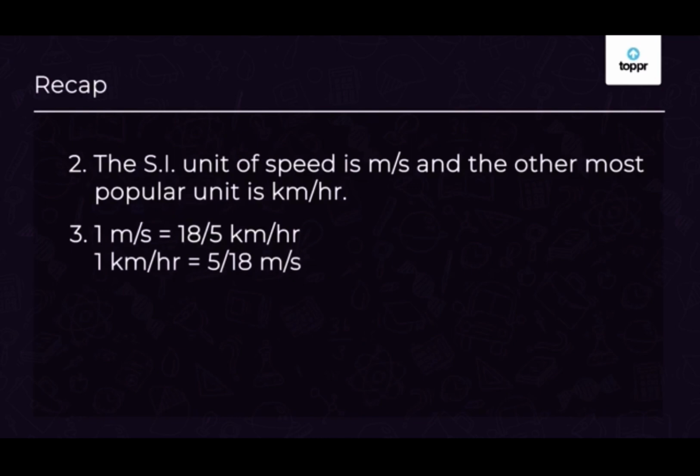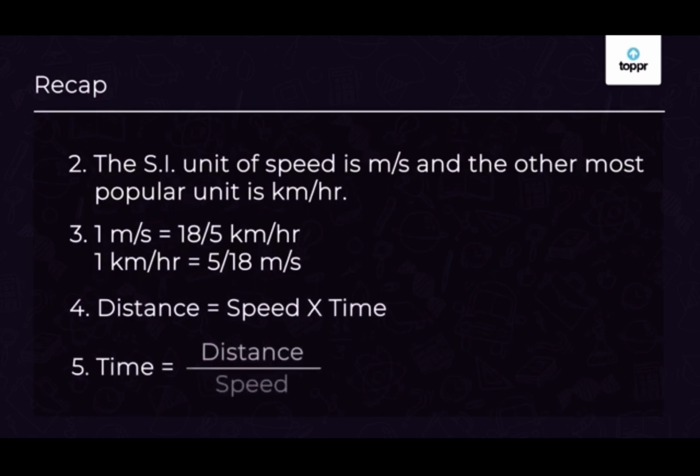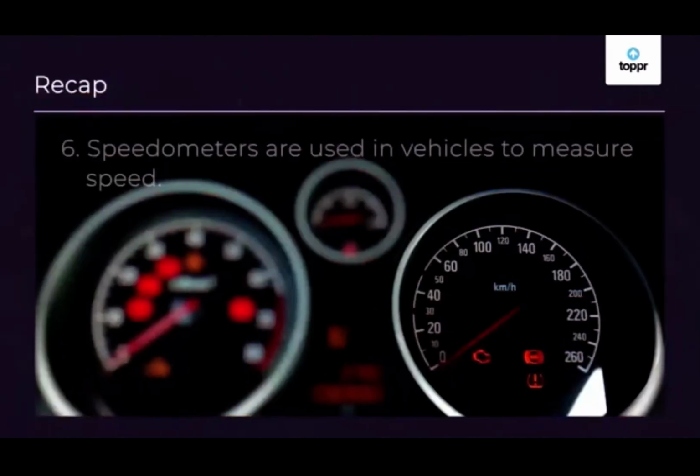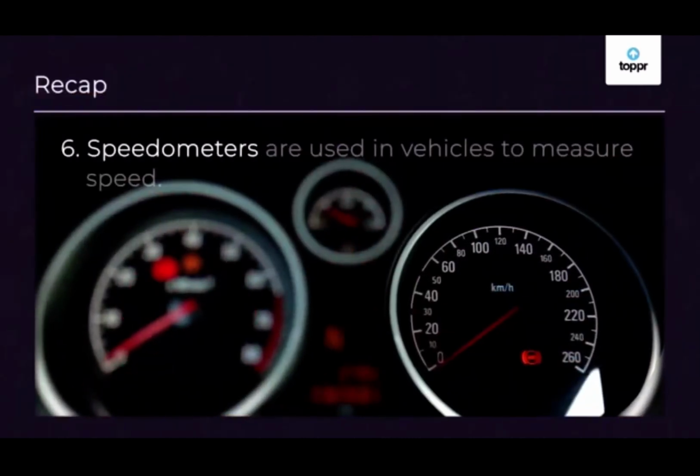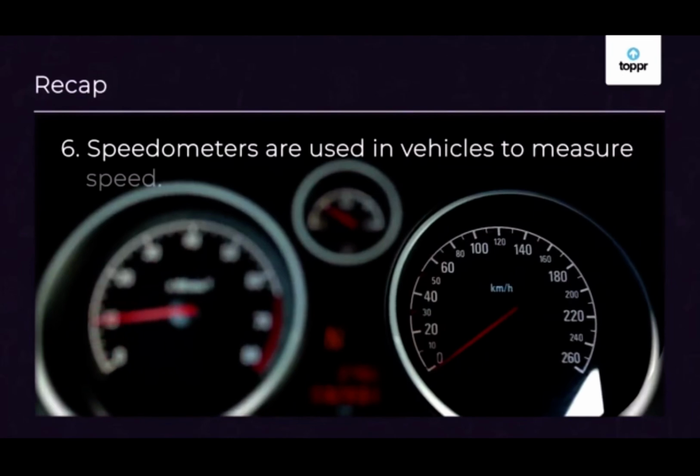We also learned that distance can be calculated as the product of speed and time. And the time taken can be calculated as distance divided by speed. And finally, we learned that speedometers are used in vehicles to measure speed. In the upcoming sessions, we will learn more about speed and how it varies during motion. Till then, keep learning.